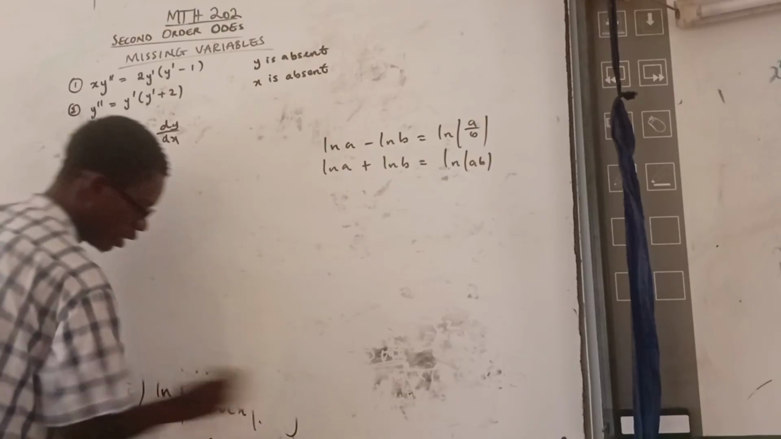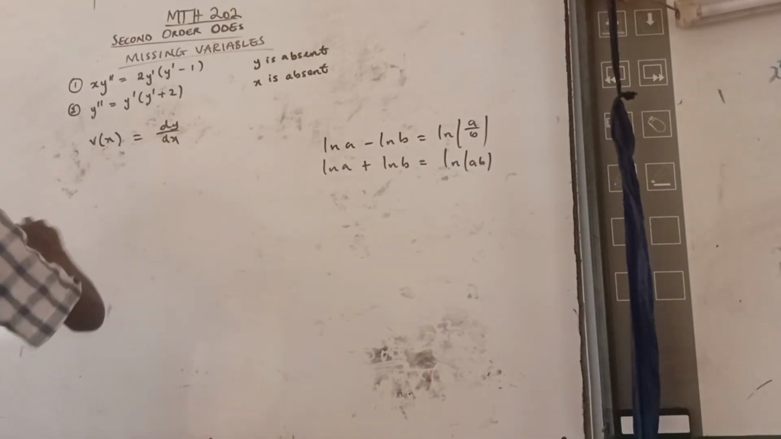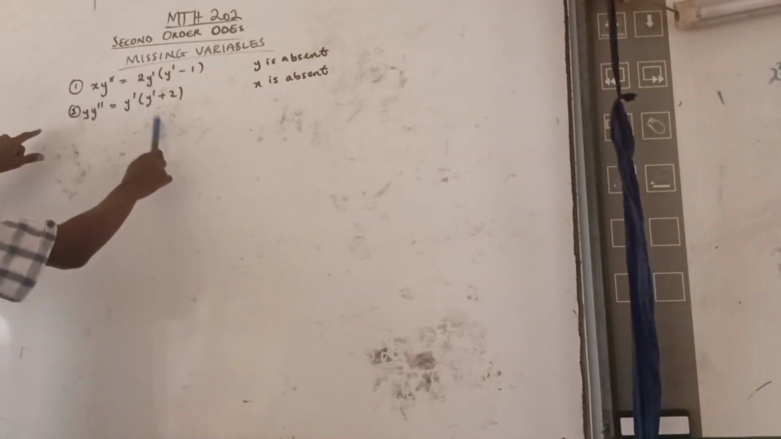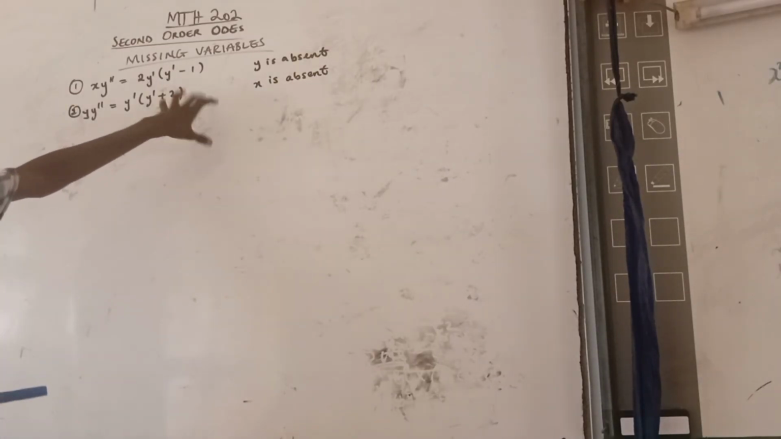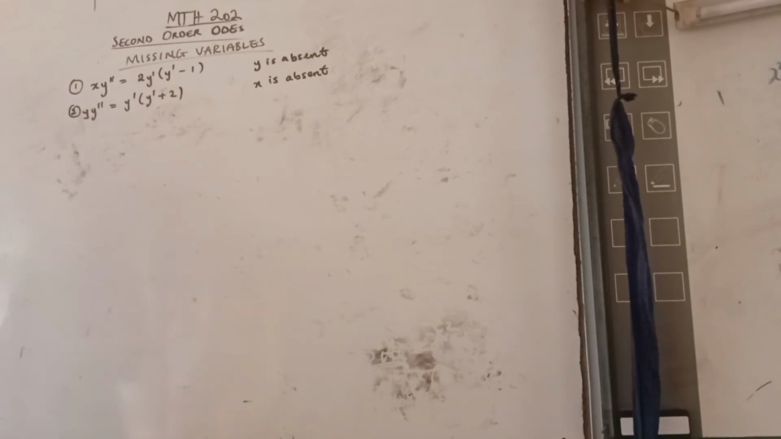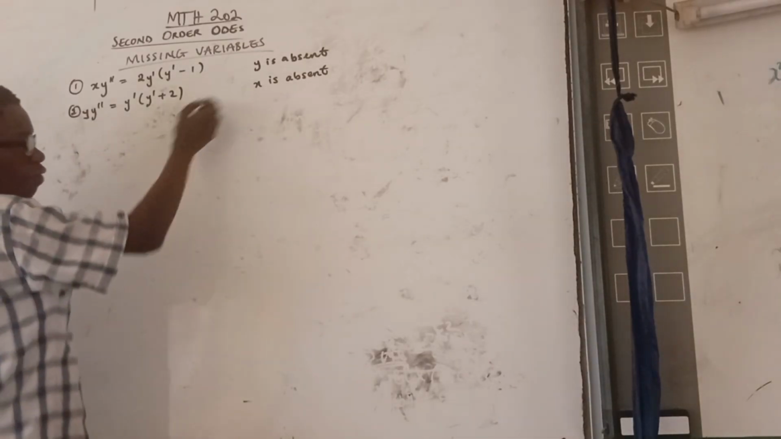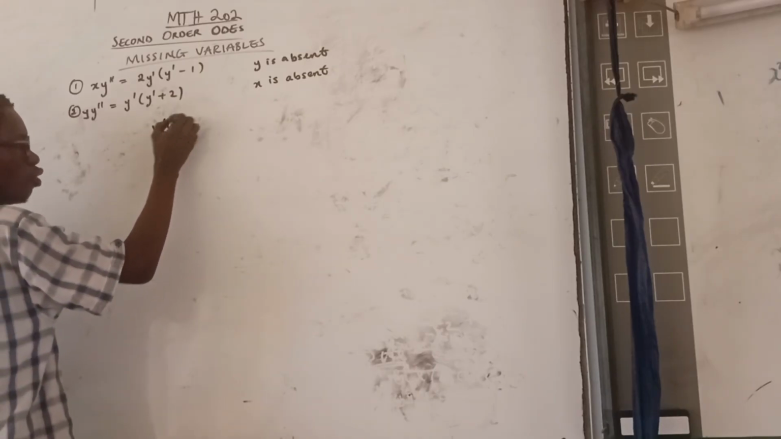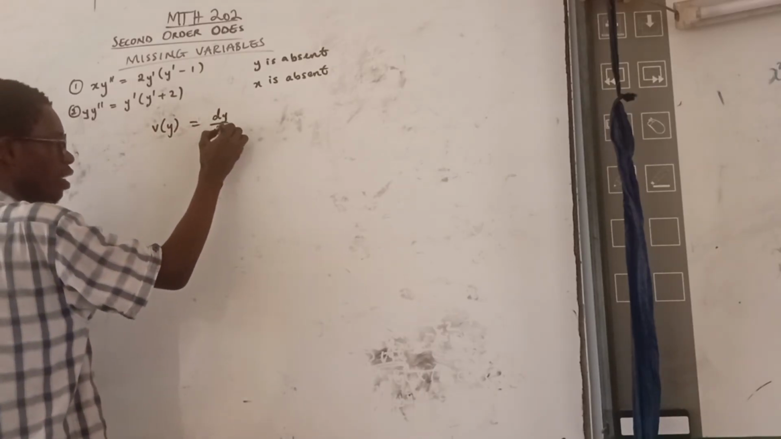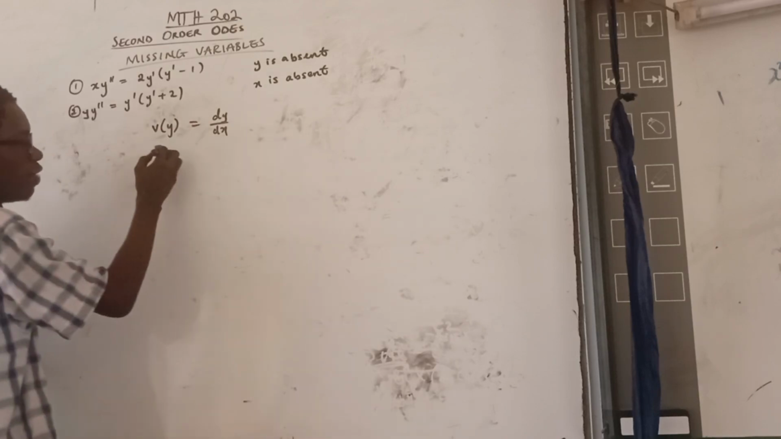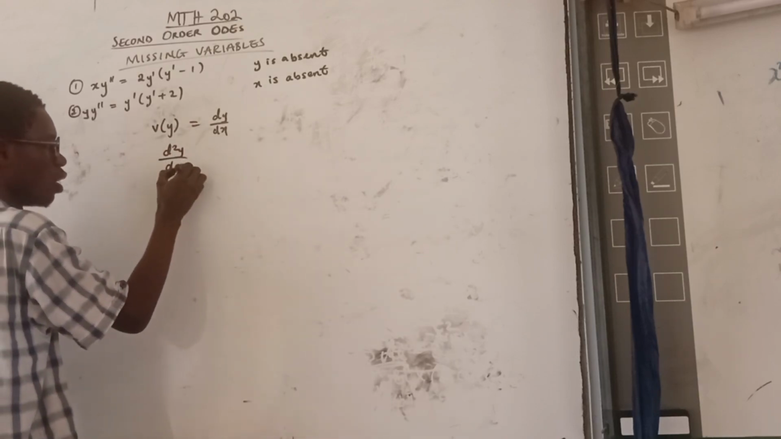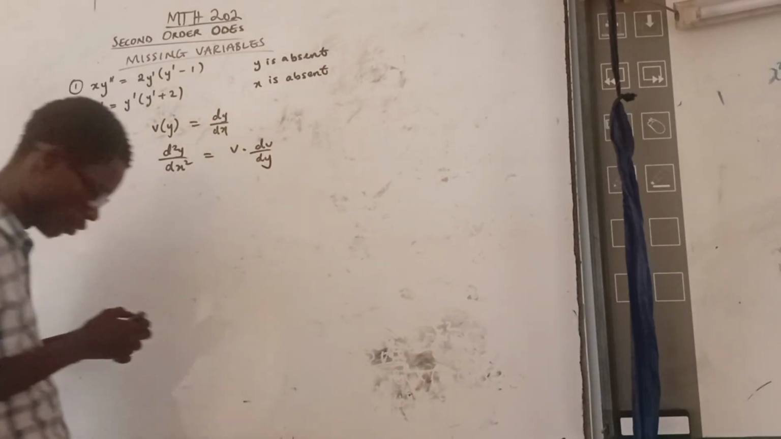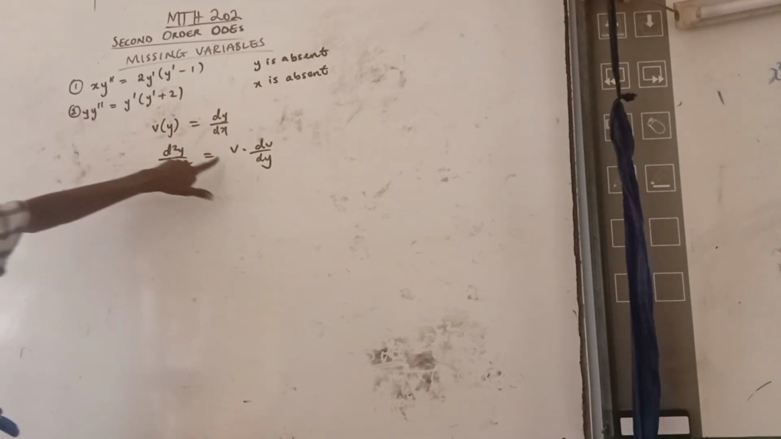Now let's go to the second case, in which x is the one that is absent. We have y, we don't have x. When we don't have y, v is a function of x. When we don't have x, v is a function of y and is equal to dy/dx. So if we differentiate this, our second derivative, d²y/dx², will now be equal to v dv/dy, since v is a function of y.